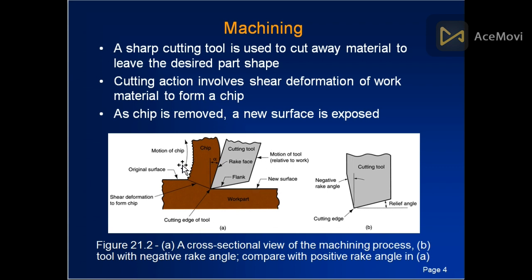This is the direction of motion. This is the cutting tool. This is the rake angle. We will discuss the terminologies step by step later, but initially you can see that this is the rake angle alpha, this is the flank, and this is the cutting edge. This is the work part, the original surface. The motion of the chip is in this direction, and this is the shear deformation to form a chip. If it is moved here, it is a negative rake angle, and this is known as the relief angle, and this is the cutting edge.